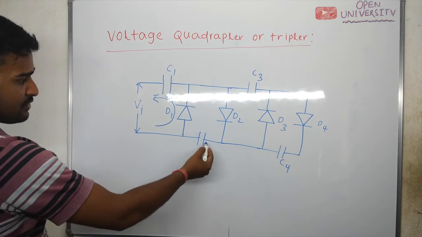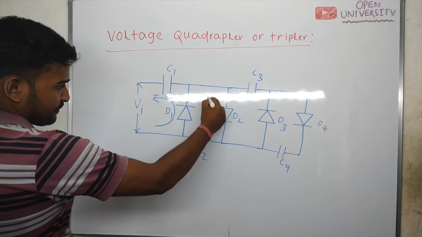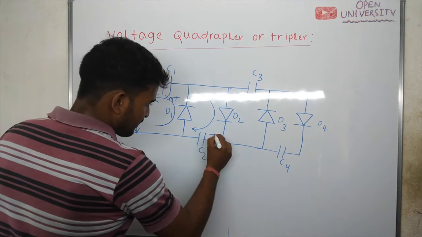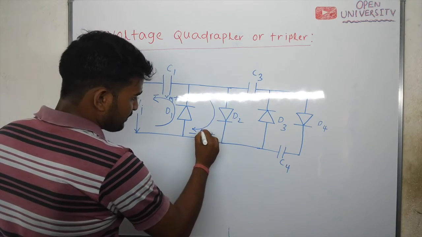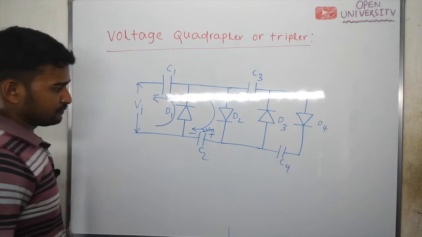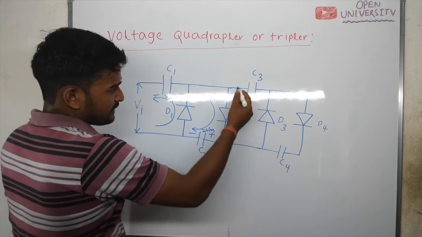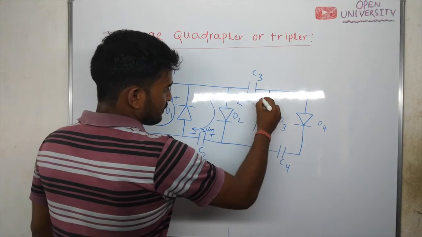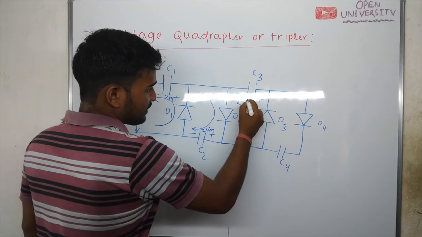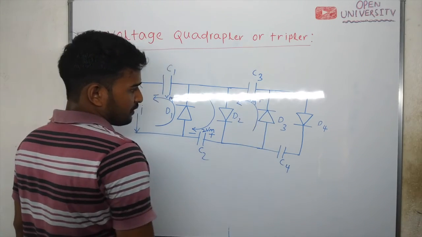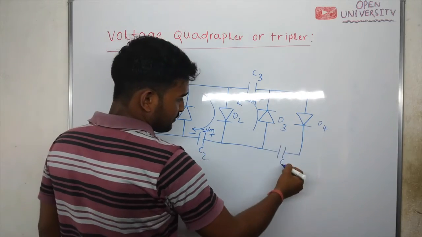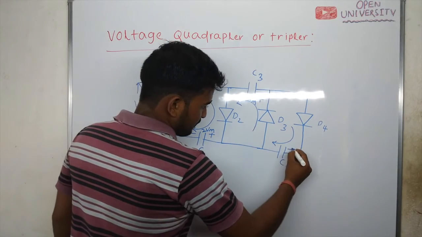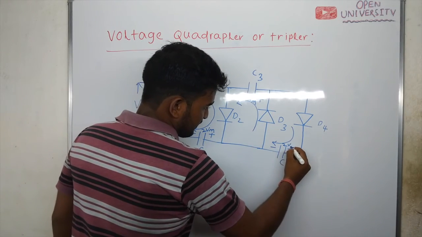Then how will C2 charge? C2 will charge in this way, through D2. So this voltage will be plus minus up to what? 2 Vm. And C3 will charge this way, through D3. This side will be plus and this side will be minus up to 2 Vm. And C4 will charge through D4 like this, this side positive, this side negative, up to 2 Vm.